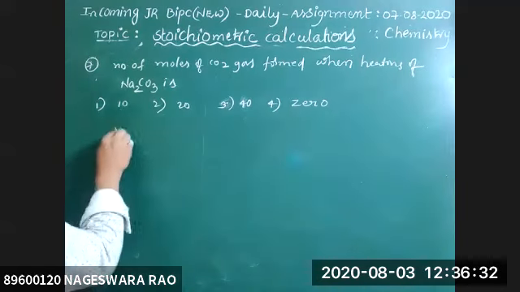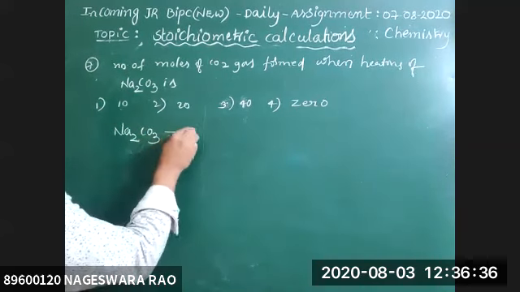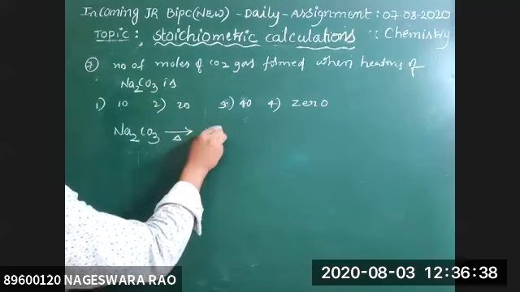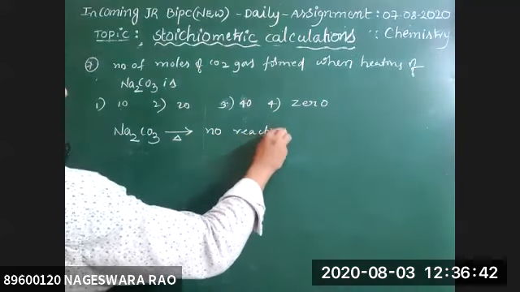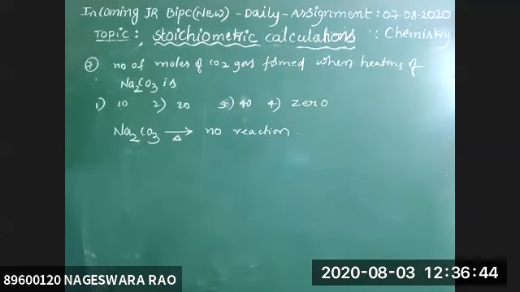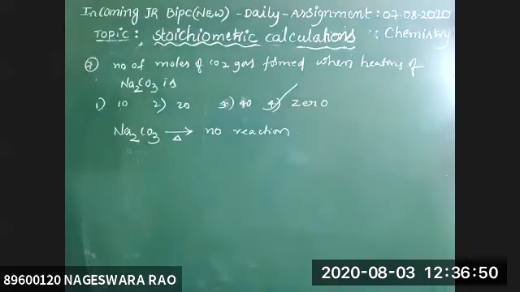What is the question? Na2CO3 does not decompose, no reaction. So this compound does not decompose. So 0 moles of CO2 is formed in this reaction.